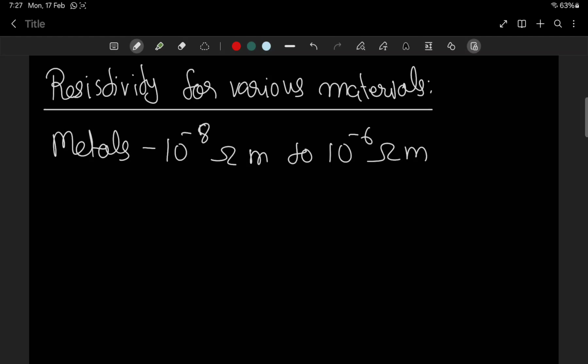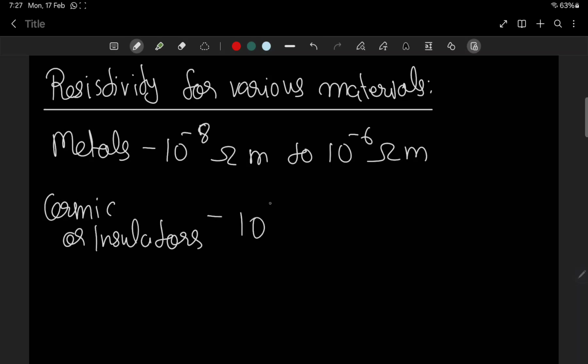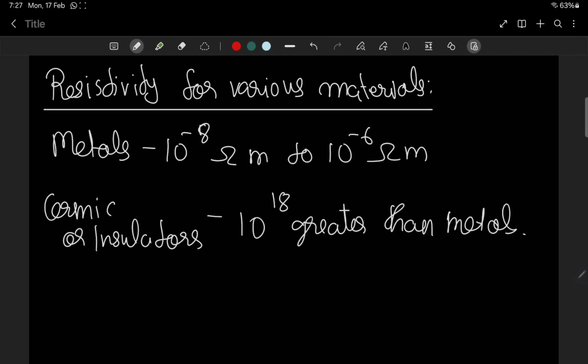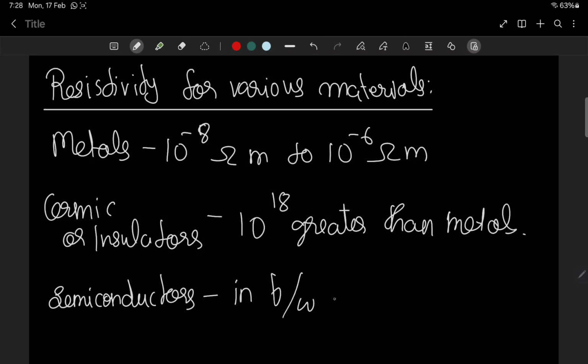Another kind is insulators like ceramic, rubber, plastic and so on. For ceramic or insulators, the resistivity is about 10 raised to 18 times greater than metals, that is approximately 10 raised to 10 ohm meter at the lower range. In between are semiconductors, between insulators and conductors.